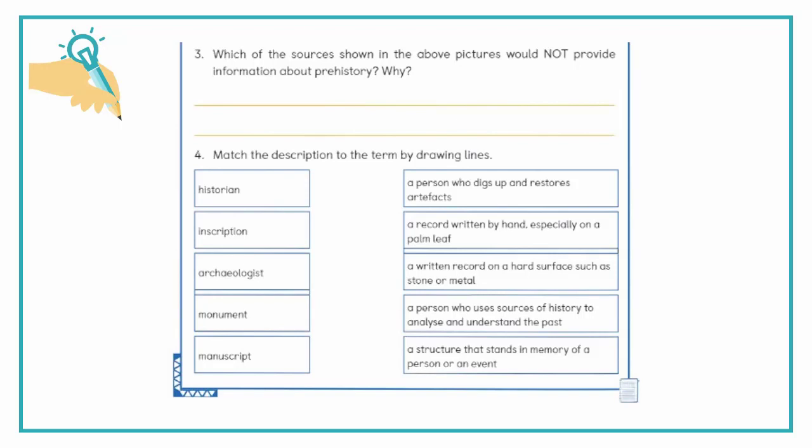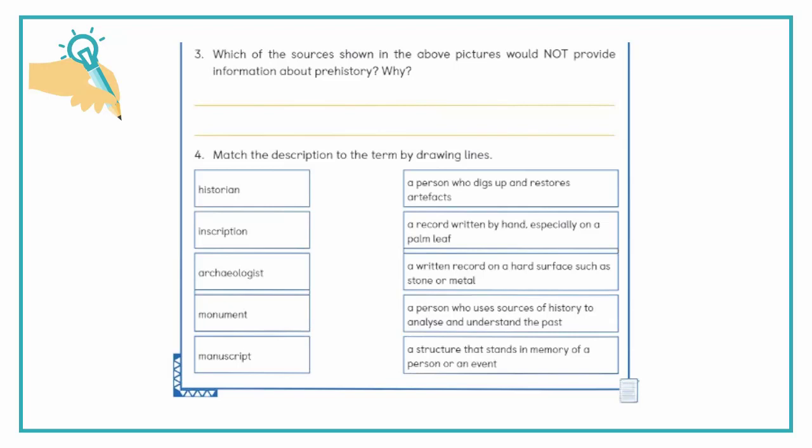Which of the sources shown in the above picture would not provide information about prehistory? You tell me, children, in literary and archaeological, which will not give you information about prehistory? Yes, literary things, because they are sources of history after the written records.